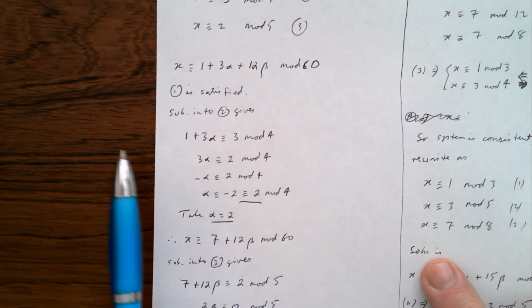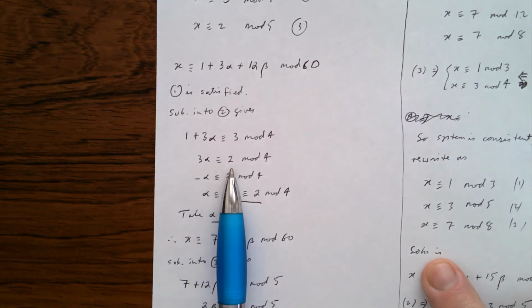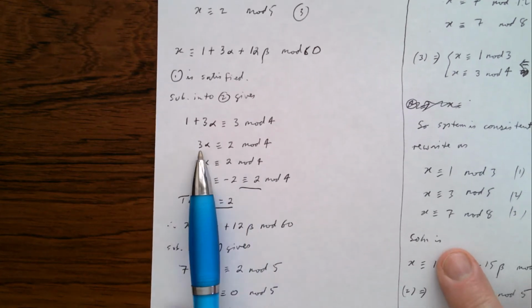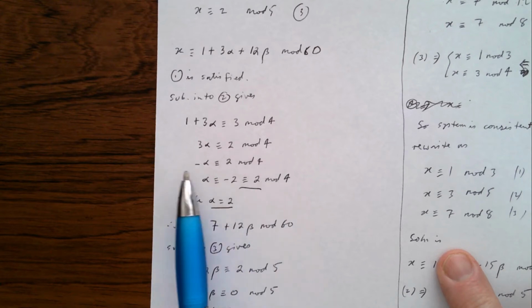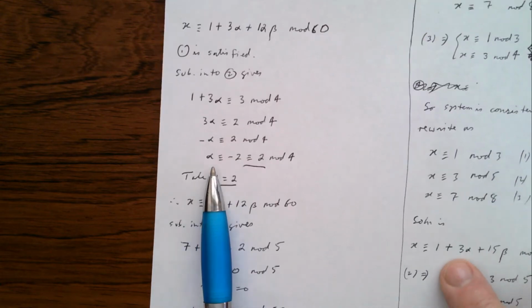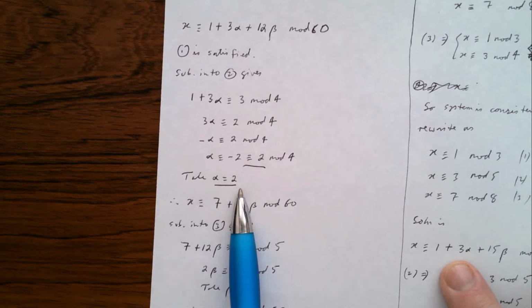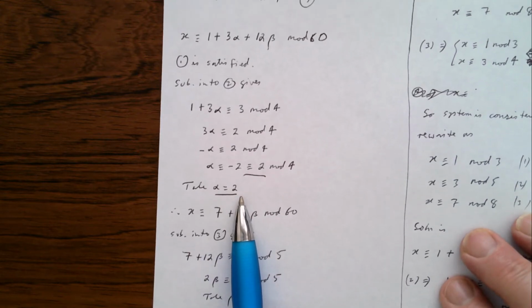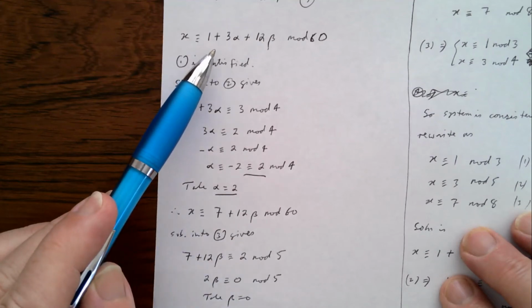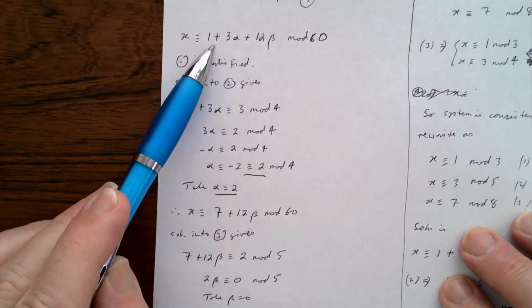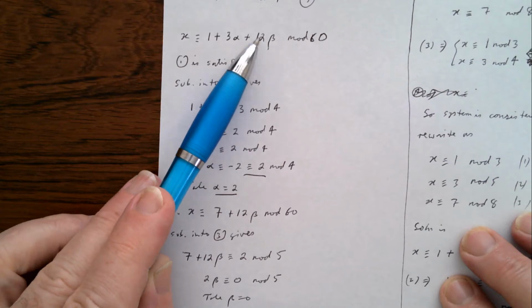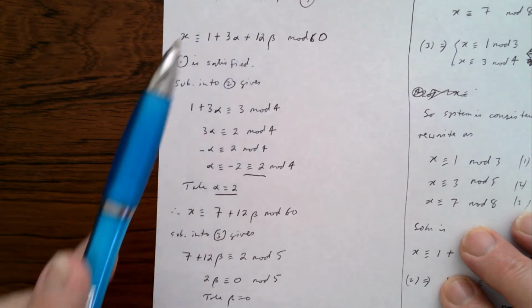So what did I do here? I subtracted 1 from both sides. I note that 3 is the same as minus 1 mod 4. And then I can say alpha is just minus 2, which is 2 mod 4. So I'll take alpha to be 2. So I plug that back up into my x here. So I get 6 plus 1 is 7 plus 12 beta, and plug that into equation 3.